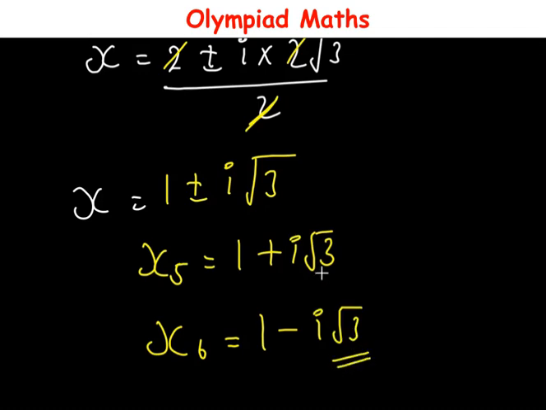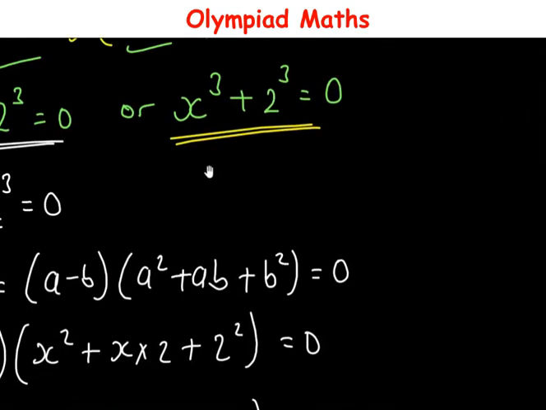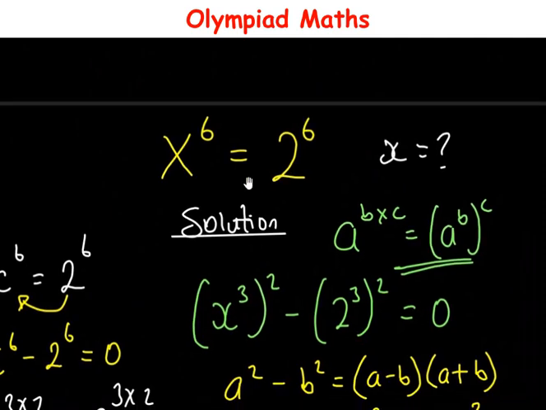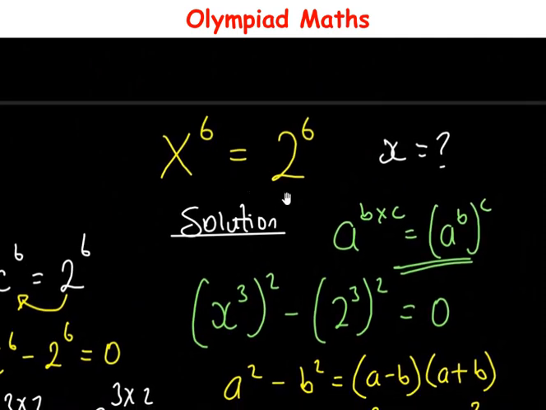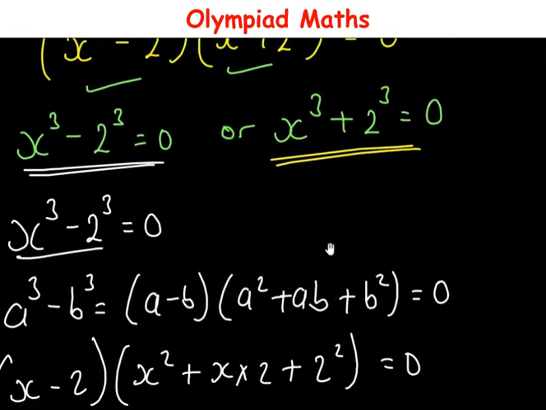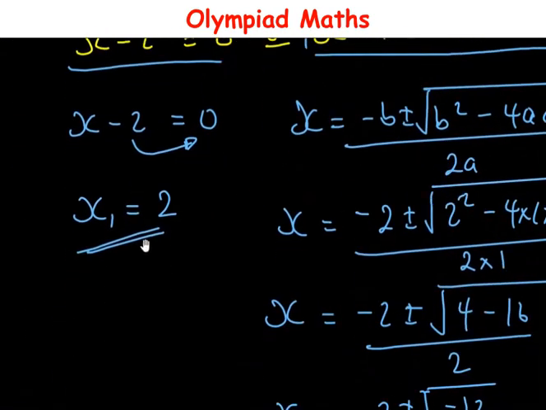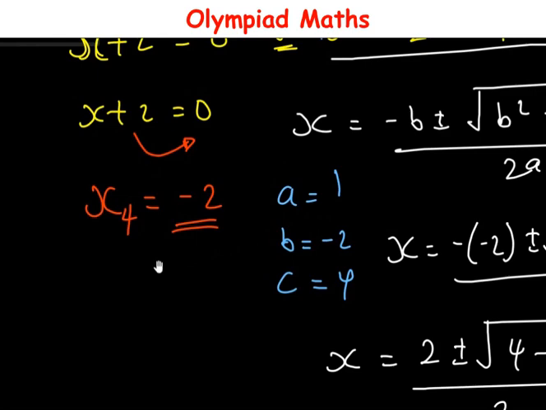So with this, we have 6 solutions in total for the question x raised to power 6 is equal to 2 raised to power 6. So we have 2 real solutions and then we have 4 complex solutions. So the first real solution is x1 is equal to 2 and the second real solution is x4 is equal to minus 2. So with this, we have gotten the solutions for the question.